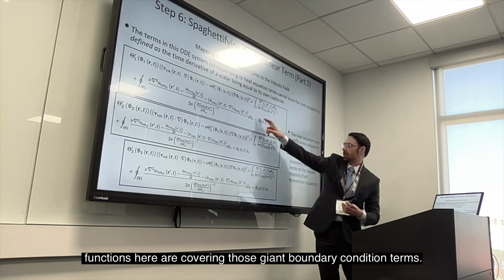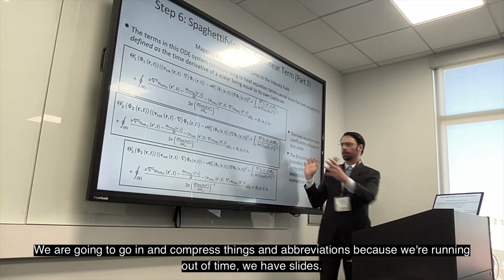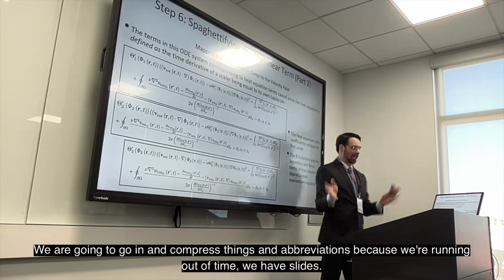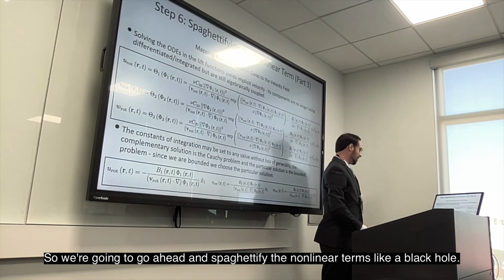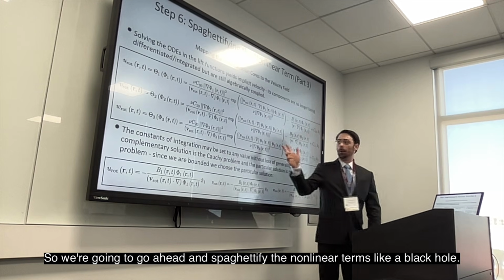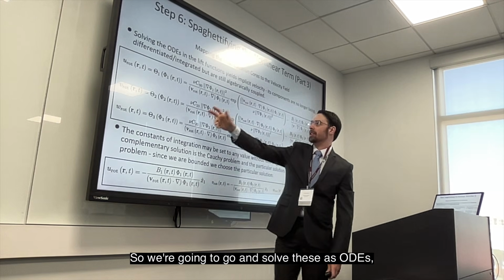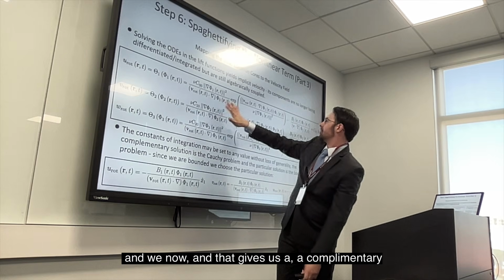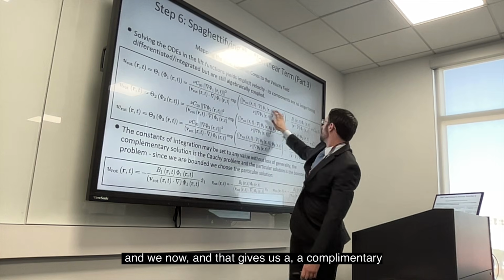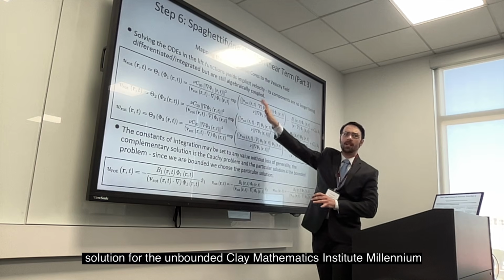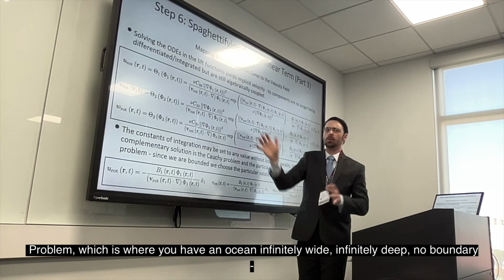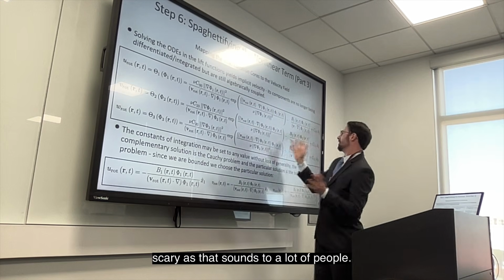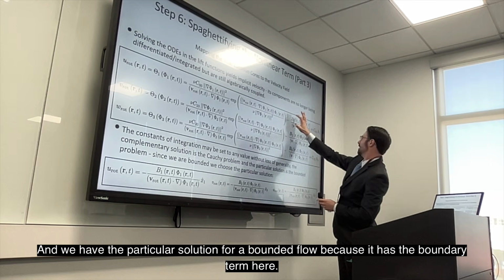The B functions here cover those giant boundary condition terms. We're going to compress things into abbreviations because we're running out of time. We have slides. So we're going to go ahead and spaghettify the nonlinear terms like a black hole. So we're going to solve these as ODEs, and that gives us a complementary solution for the unbounded Clay Mathematics Institute Millennium problem, which is where you have an ocean infinitely wide and infinitely deep, no boundary. Scary as that sounds to a lot of people. And we have the particular solution for a bounded flow, because that has the boundary term here.